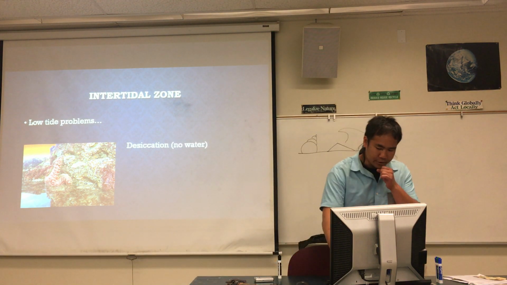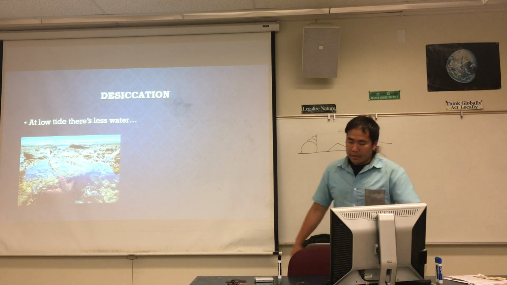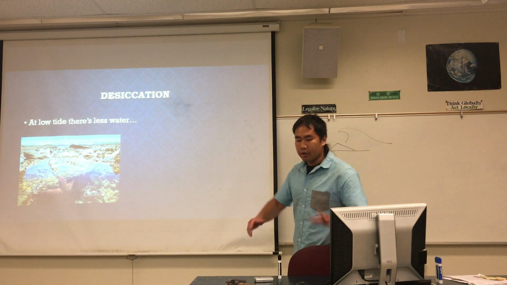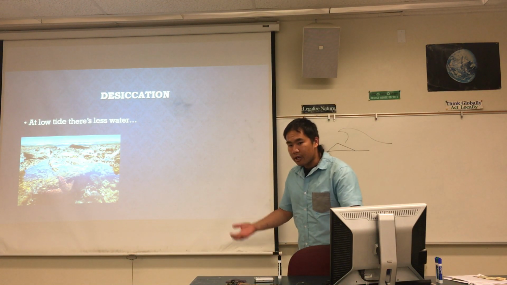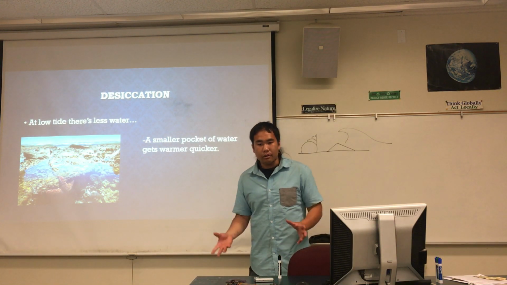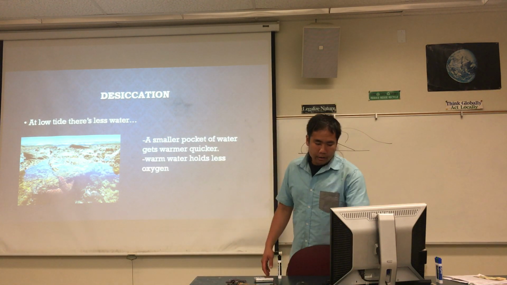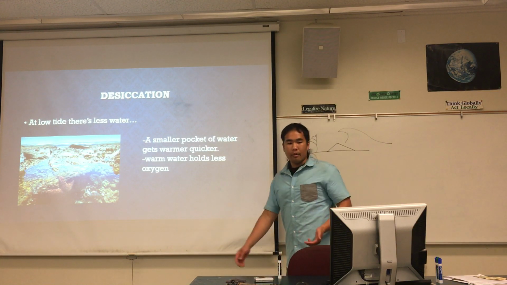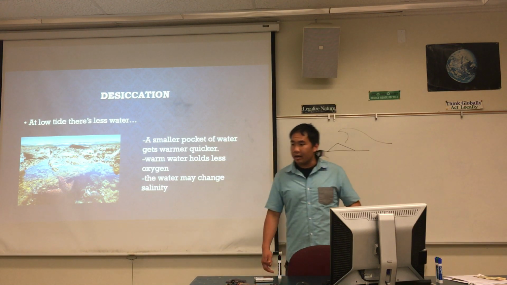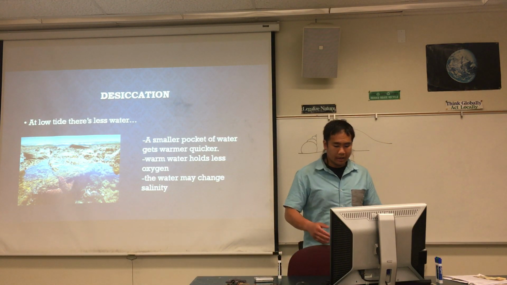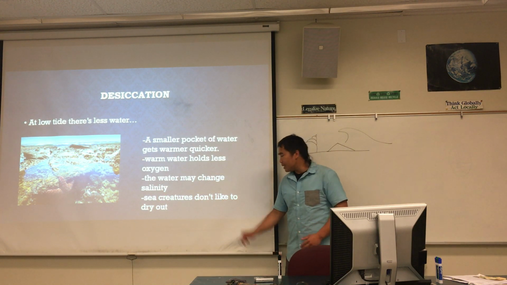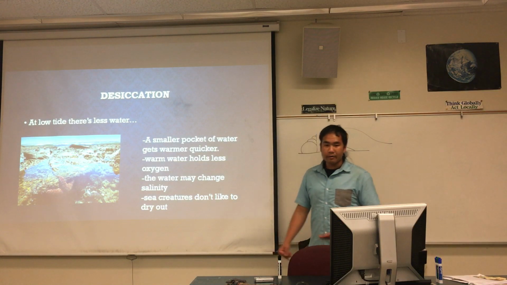But here's some other low tide problems, right? At low tide, there's less water than during normal. Because there's less water and there's only the small shallow pools, the small shallow pools get warmer faster, and they don't like warm water. They want to be cold like the normal ocean is. Also, there's less oxygen in warmer water. The salinity might go up because the water is evaporating, leaving the salt behind. And of course, sea creatures don't like to dry out. This is a big thing. Sea creatures are afraid of desiccation.